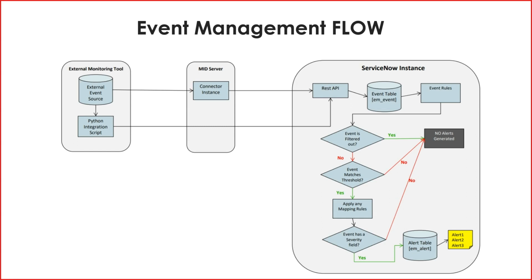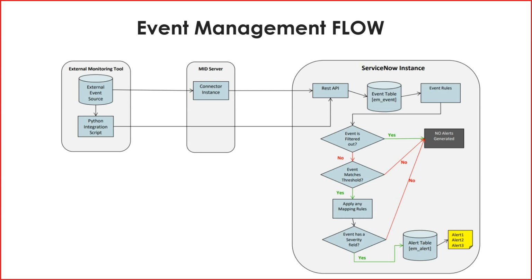Now ServiceNow will create an alert out of it. At the end, if you see, there's an alert table, and it will create an alert, but it passes through various stages. Basically, we apply event rules, and these rules can do several things, like map fields in the events, meaning which fields we want to see in the alert record, so that we can filter out things that are just informational, where we don't want to create an incident or alert out of it.